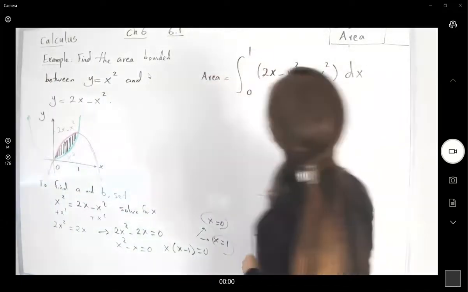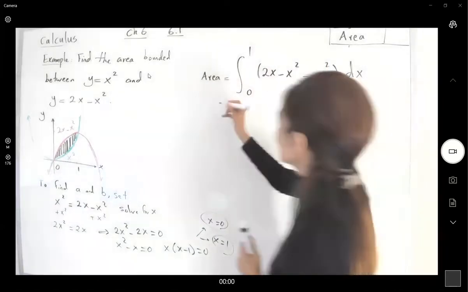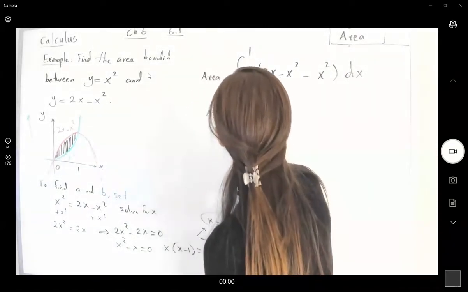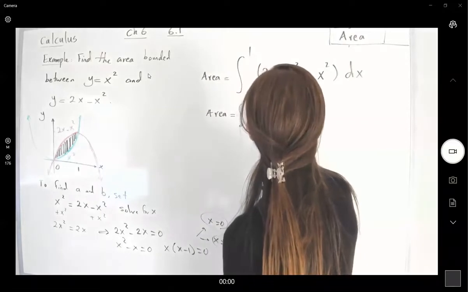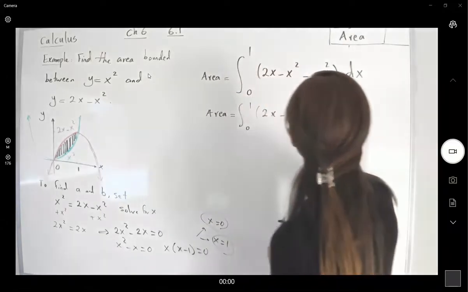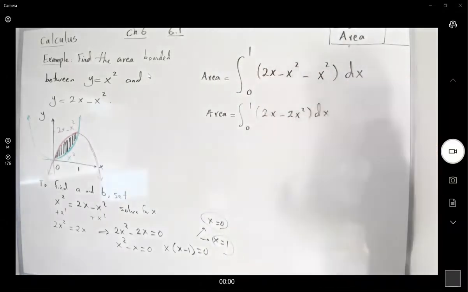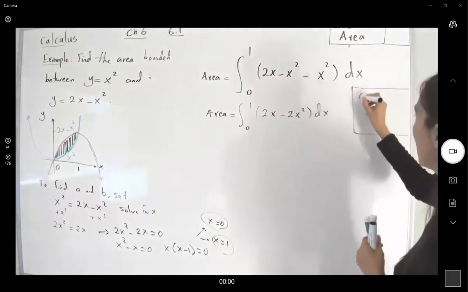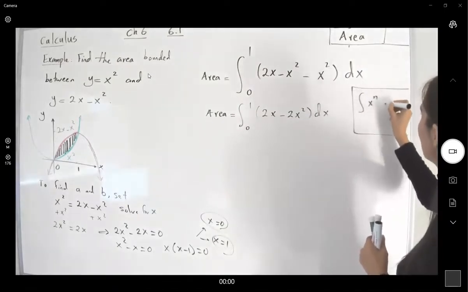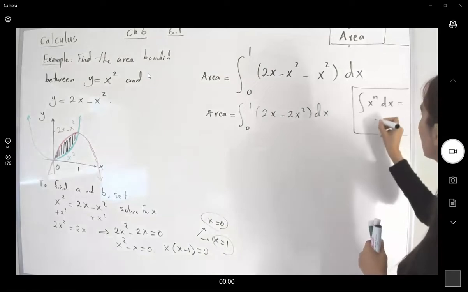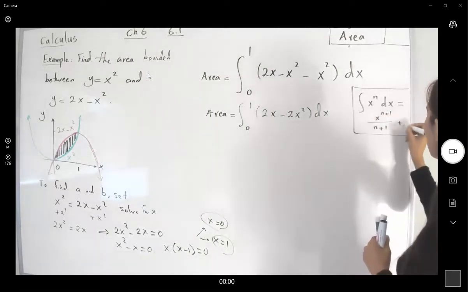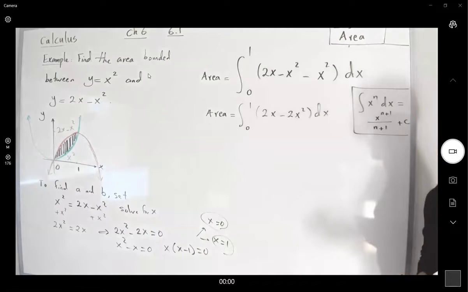Okay, so the rest is easy. Area is equal to the integral 0 to 1, 2x minus 2x squared dx. I already know how to handle x to the n integral. Recall that when you have the integral of x to the n dx, it is equal to x to n plus 1 divided by n plus 1 plus constant of integration.